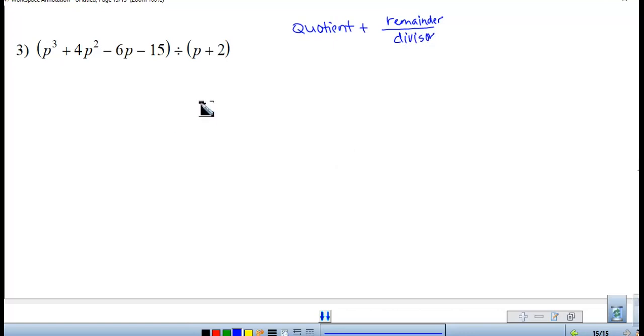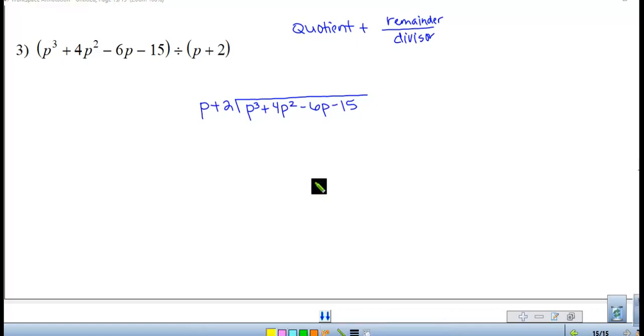We'll set this problem up with p plus 2 on the outside and p cubed plus 4p squared minus 6p minus 15 underneath the box. Check to make sure that all your terms are there and that they are in descending order by exponent. Focus only on the first terms of each polynomial.